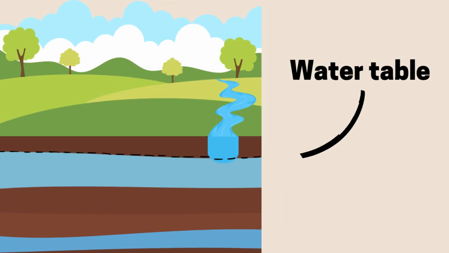The water table is a level below which soil or rocks are permanently saturated with water. It separates the groundwater zone below it from the zone of aeration above it, where spaces between rock and soil particles are filled more with air than with water.